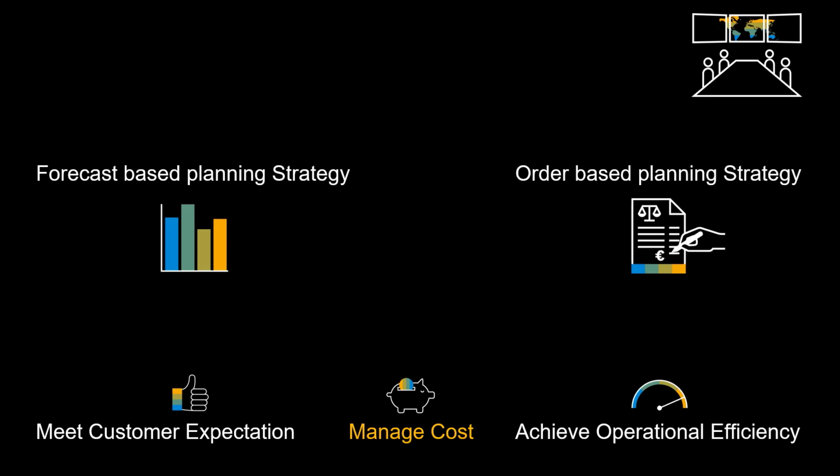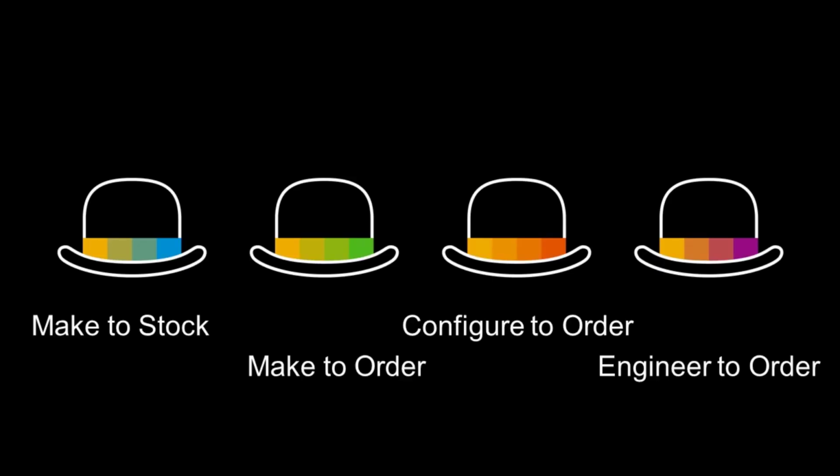Each company can, and probably will have, different strategies for different lines of products. We will now look at system examples. We have chosen 4 scenarios to look at. It is make to stock, make to order, configure to order and engineer to order. We will do them one at a time.